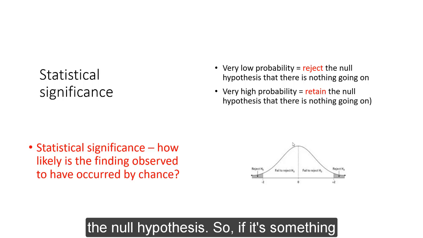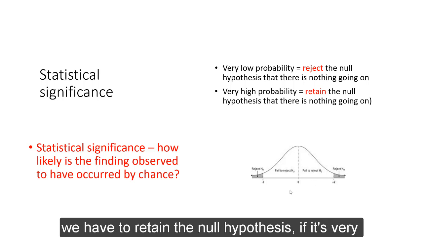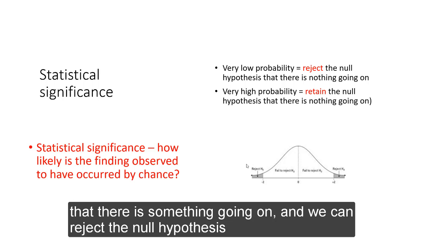So if it's something that we're likely to have observed just by chance, then we have to retain the null hypothesis. If it's very unlikely to have been observed by chance, then we can say that there is something going on and we can reject the null hypothesis.